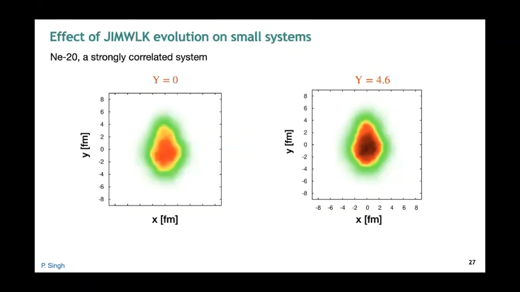Now let's have a look at the effect of the rapidity accumulation on the small system. For a small system, this is one of the crazy nuclei which has a huge dramatic effect due to its clustered structure. Again, we see that when you look at a larger rapidity, like y equal to 4.6, the overall shape remains the same, but you have more structure emerging at the center of the nucleus, like a growth in the number of the black holes.